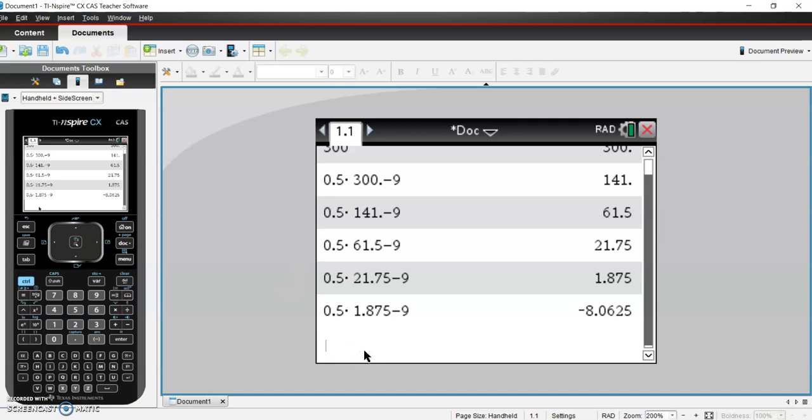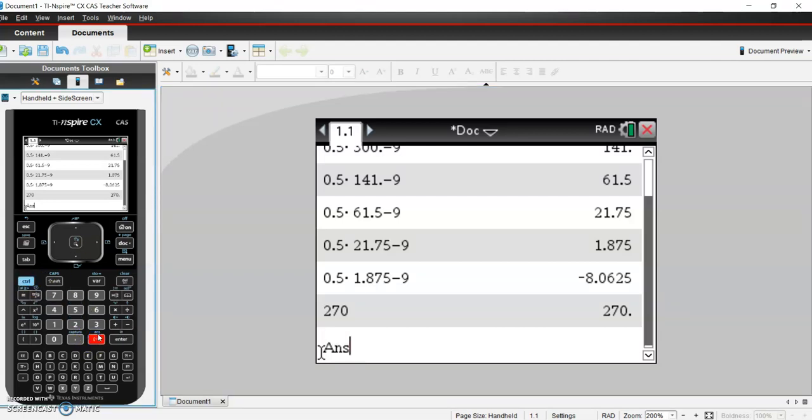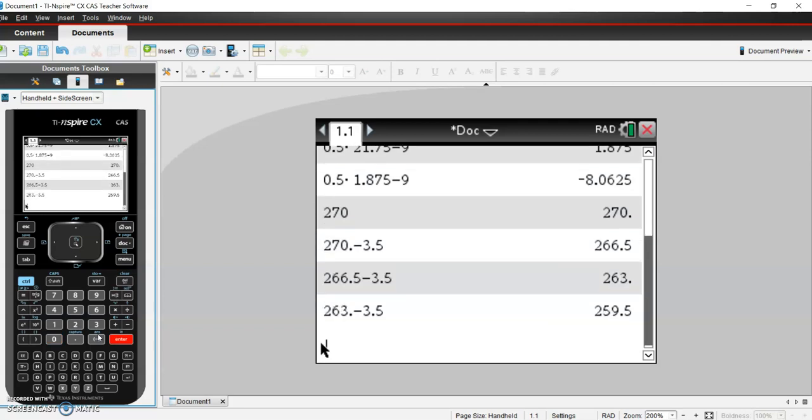Okay, so part A, where we're trying to find out the value after 3 uses. So again, put in our first value, so 270 was our initial, and then to pick up what the rule is saying, so our answer minus 3.50. So after 1 use, 2 and 3, so after 3 uses, our lawnmower is valued at $259.50.